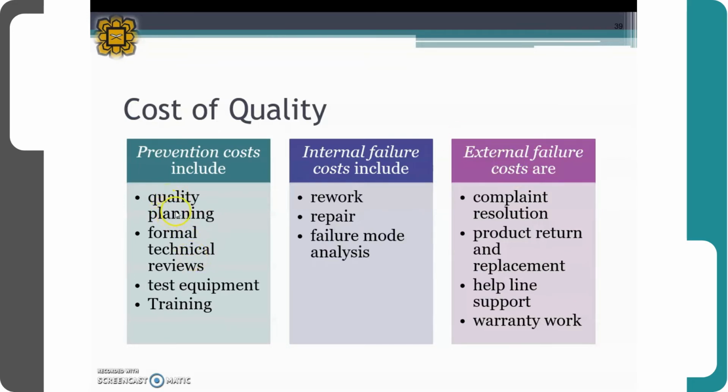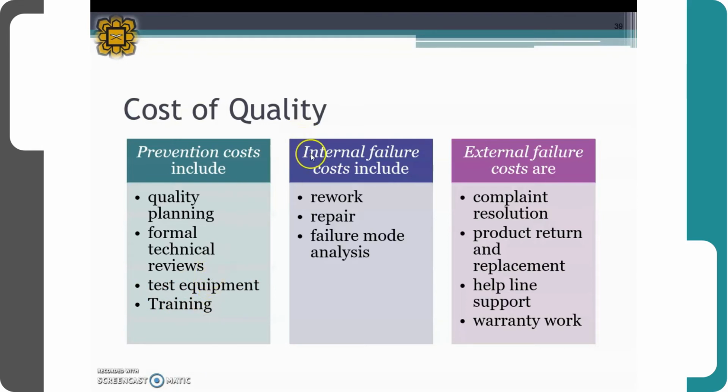In terms of prevention, you can have planning on how you can improve the quality. You can have activities like technical reviews, where technical people in your team meet to discuss certain documentation, specifications, or any other issues. Or you can have proper testing, or you can provide training to your staff.